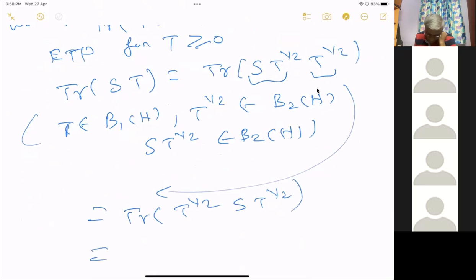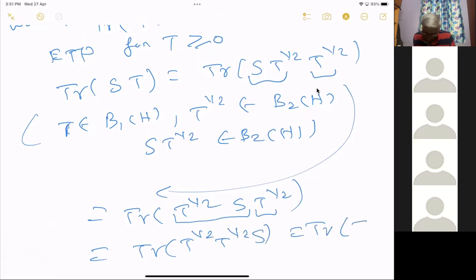Now I can use these two. What do you want to do? No, that will be the same thing, that will go back. Now I want to use this and this. So that is equal to trace of T power half, T power half S, so trace of TS. That's all. Is it clear? Maybe my handwriting is very bad. So we apply the earlier lemma for two Hilbert-Schmidt operators, T power half and S T power half, and we get this. Hope it's clear.